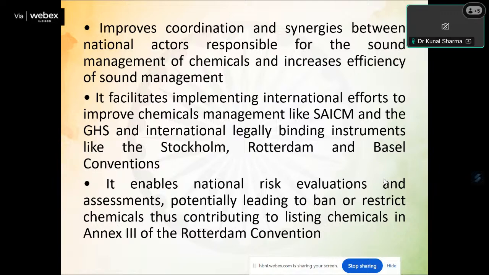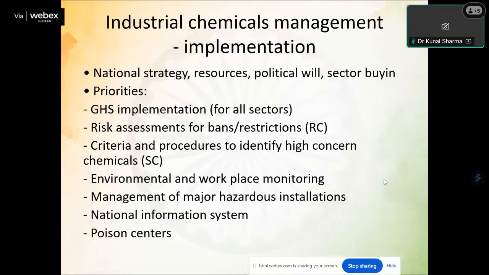It also facilitates implementing international efforts to improve chemicals management, like SAICM and GHS, and internationally legally binding instruments like the Stockholm, Rotterdam, and Basel Conventions. So all these things are there. It enables national evaluations and assessments, potentially leading to the ban or strict restriction of chemicals, thus contributing to listing chemicals in Annexure 3 of the Rotterdam Convention. Annexure 3 has all the details on how to stop them, as we have seen in the list of about 40 odd chemicals. Certain are industrial chemicals, certain are not. So all these things are covered in this particular convention.